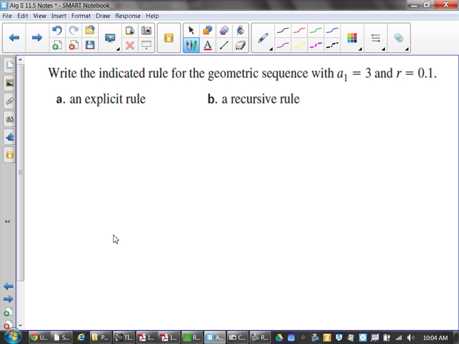All right, take a look at this one. In this case, we have a geometric sequence. You'll also see that the geometric ones for recursive are very, very easy to do. I have given to me my first term of 3, and I know my rate is 0.1. So I'm going to start with writing out my explicit rule. The explicit rule means my generic: first term times my rate to the n minus 1.